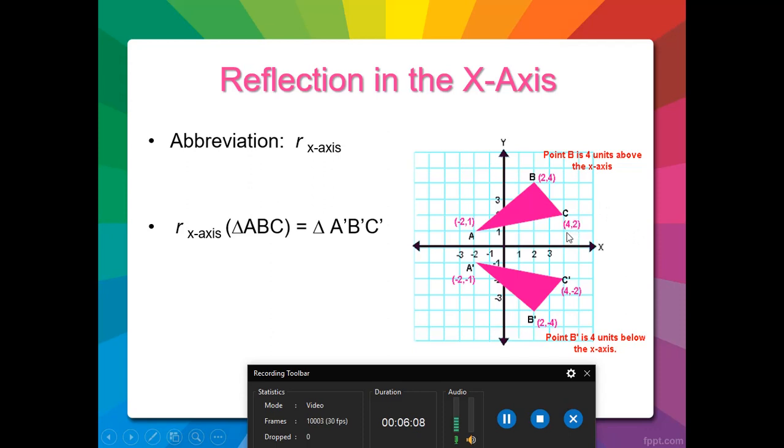Point C was located at 4, 2. I know that this is the original figure because there's no prime notation. When it moved to its new home, C prime is at 4, -2. Let's see if that's occurring in A. A was located at -2, 1. A prime is now located at -2, -1. So hopefully you're seeing the pattern. It appears as though the X coordinate will remain the same and the Y coordinate will become its opposite.